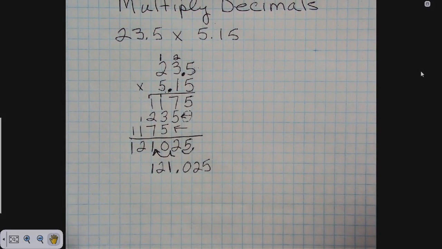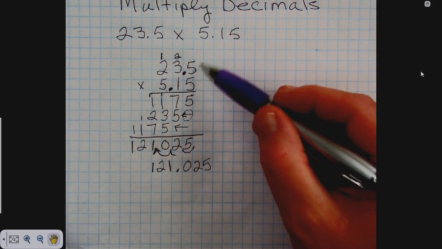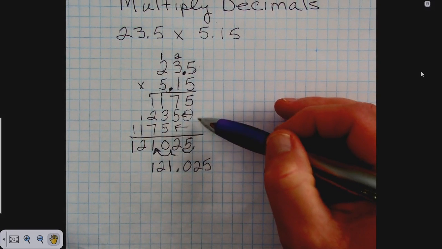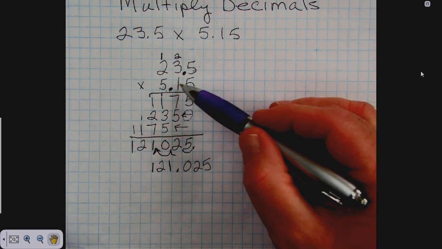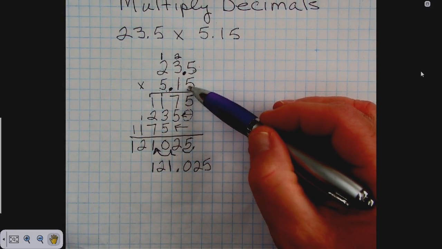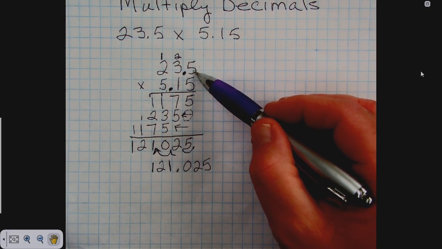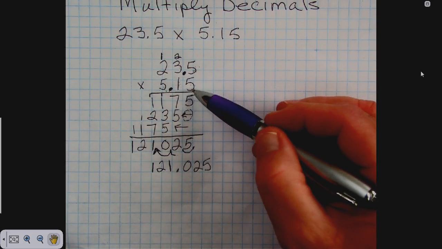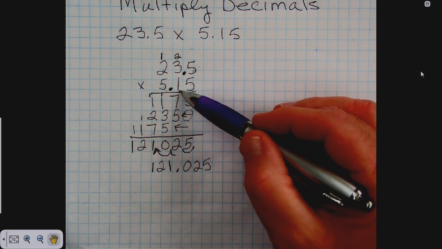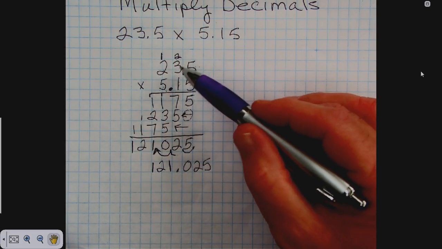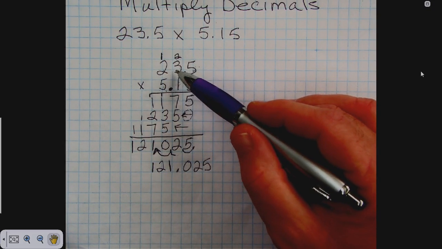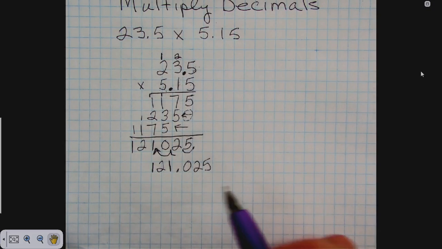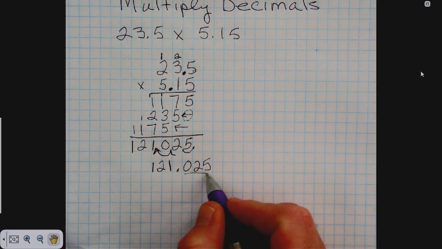So the important point to remember here is you multiply as usual, that's all this, and then you take into account the decimals at the end. It makes sense, again, because this is 10 times smaller, this was 100 times smaller than 515, and this is 10 times smaller than 235. And so our whole thing is 1,000 times smaller.